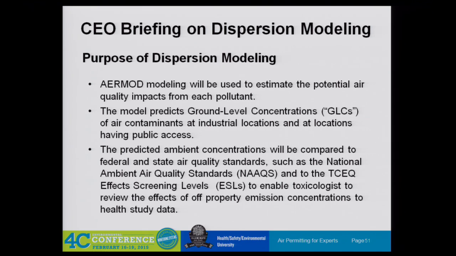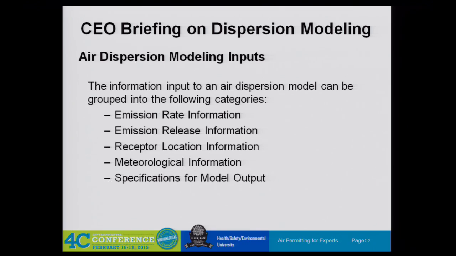It's going to be at locations that the public has access to, and then we're going to compare those predictions to our National Ambient Air Quality Standards, and in this case to these TCEQ effects screening levels for particular compounds, which the toxicologists at TCEQ will evaluate to see if we're okay or not okay. All right. What do we put in the model? We put in emission rates, and emission release information like stack heights, velocity, and temperature.